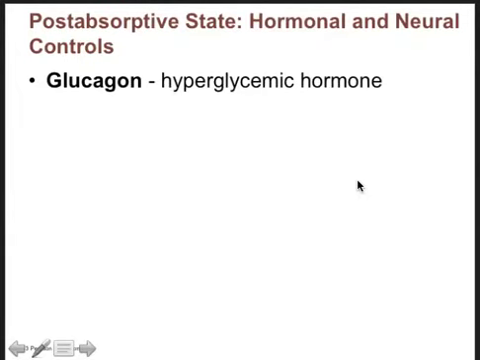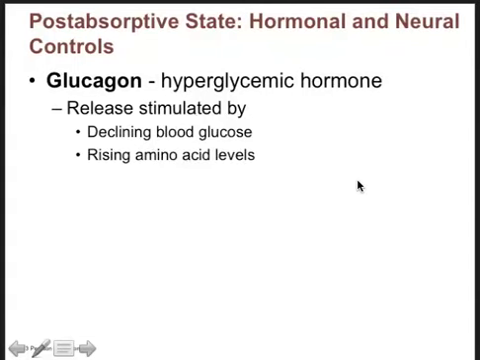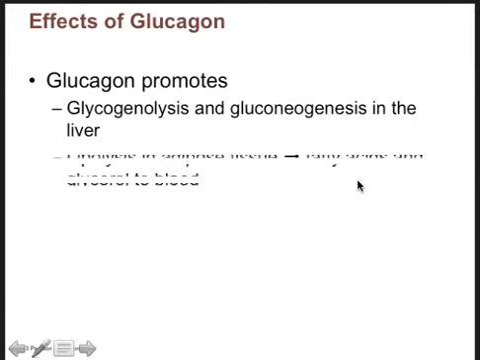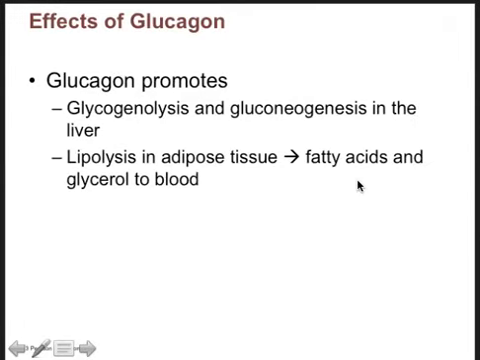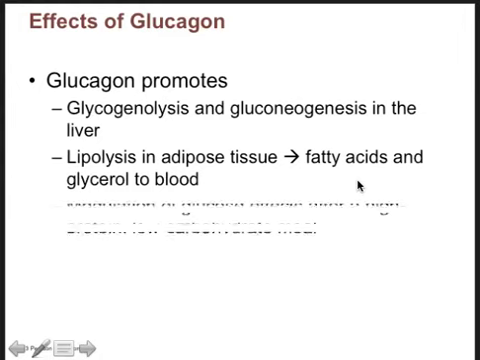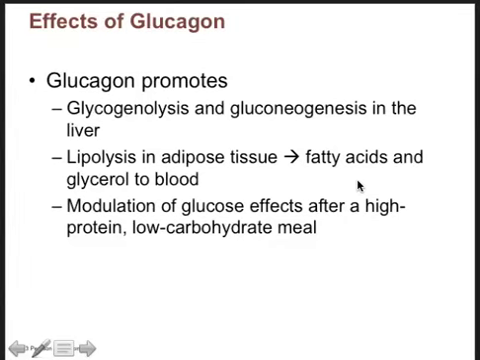Glucagon is a hormone that acts counter to insulin. It's a hyperglycemic hormone, and its release is stimulated by declining blood glucose and rising amino acid levels. So what's glucagon going to do? It's going to do anything it can to elevate blood glucose levels. So this includes gluconeogenesis in the liver and glycogenolysis in the liver, among many other effects. So we've already detailed those. It also triggers lipolysis in adipose tissue, which causes fatty acid and glycerol to enter the blood. It also modulates the glucose effects after a high-protein, low-carbohydrate meal.